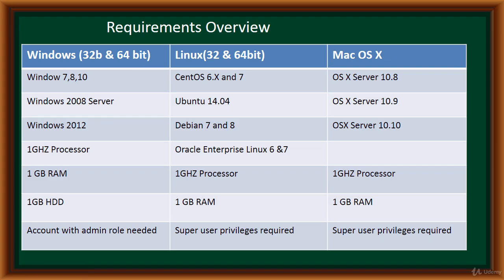2008 Server or Windows 2012 Server, you need a minimum of 1 gigahertz of processor speed. This is just the absolute minimum. You need at least 1 gigabyte of RAM. You need at least a gigabyte of hard disk space.